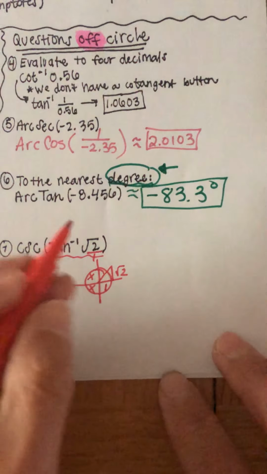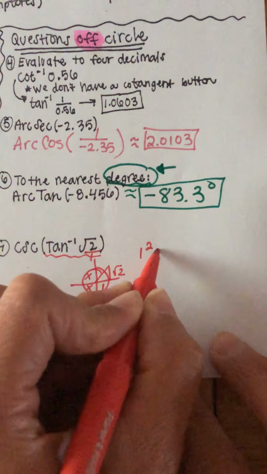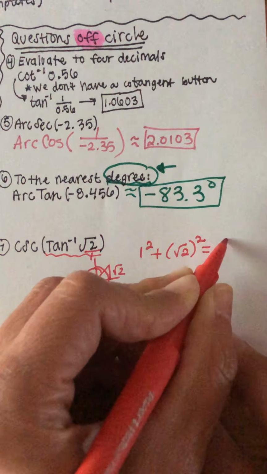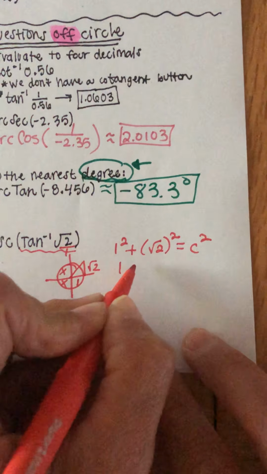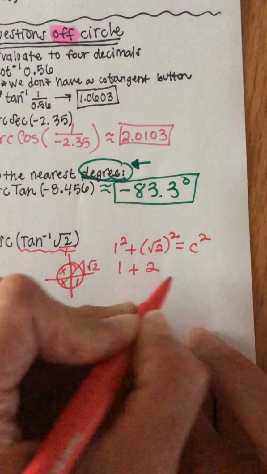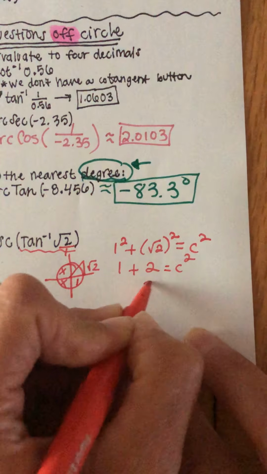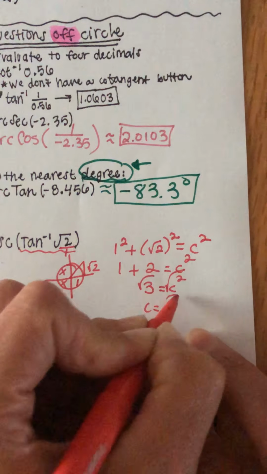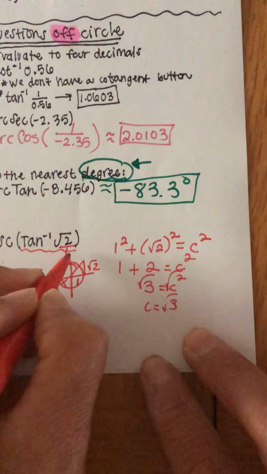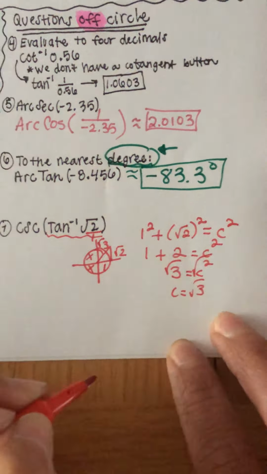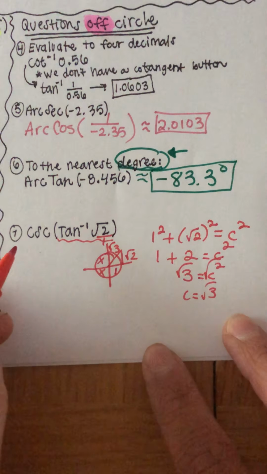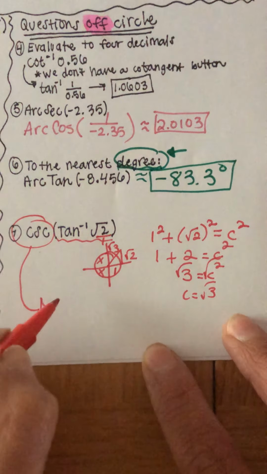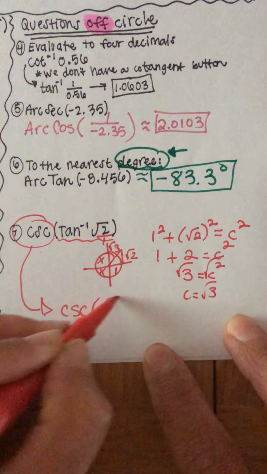Well, now I need to find that hypotenuse. So I'm going to use the Pythagorean theorem. 1 squared plus square root of 2 squared equals, we'll call it c squared because that's the hypotenuse. This is 1 plus, we're squaring a radical, so the number inside gets to come out. So that's a 3. And then square root both sides, c equals the square root of 3. So the hypotenuse there is the square root of 3. Okay? So now what we're finding is the cosecant of this.